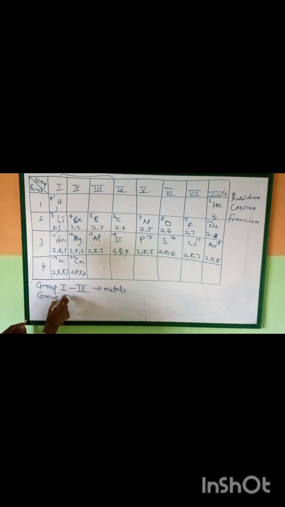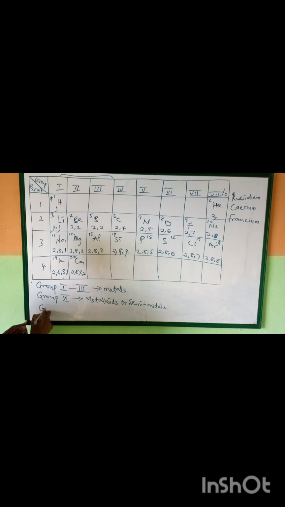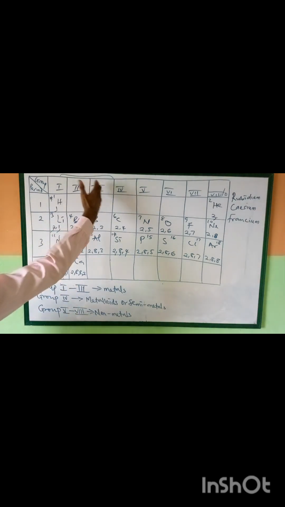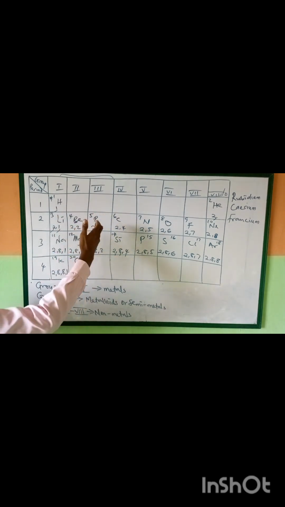Group 4 are called metalloids or semi-metals, and group 5 to group 8 are called non-metals. So on this table, group 1 to 3, they have certain properties in common because they are all metals.